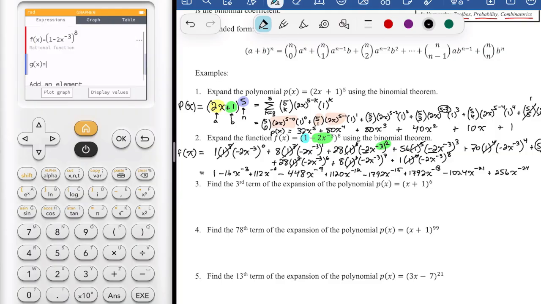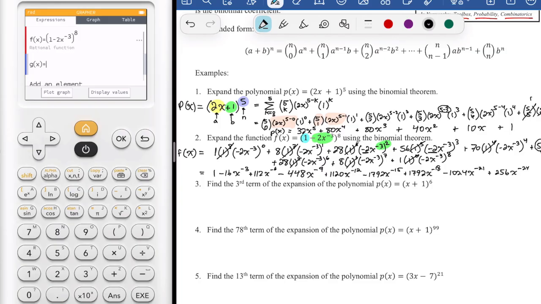But here we are. So 1 minus 16x raised to the negative third plus 112 x raised to the negative sixth minus 448 x raised to the negative ninth plus 1120 x raised to the negative 12th, sorry, lost my place here.